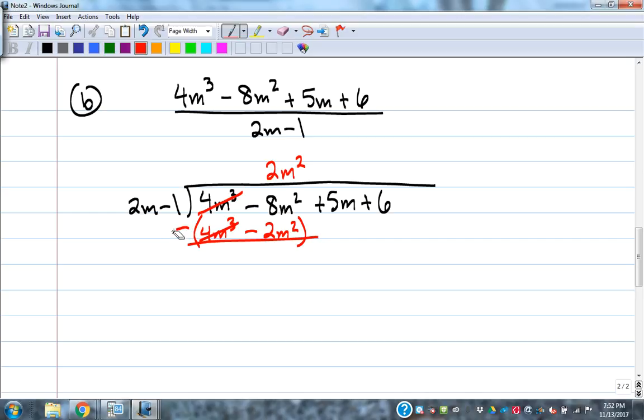Negative 8m squared minus negative 2m squared. Minus a negative is like plus, so negative 8 plus 2, negative 6m squared. Bring down the next piece. If you want to do arrows to help you stay organized, you can. What times 2m gets me negative 6m squared? Negative 3m. Minus 3.